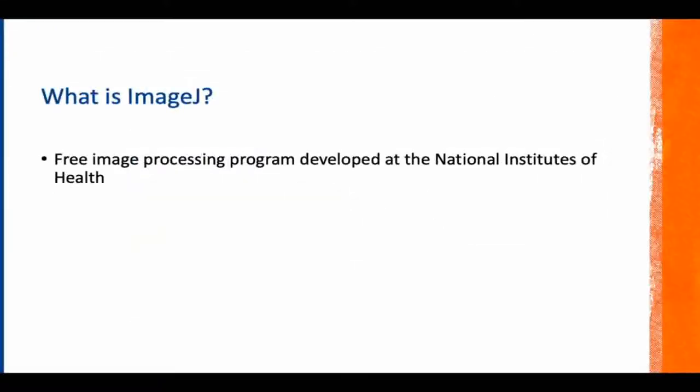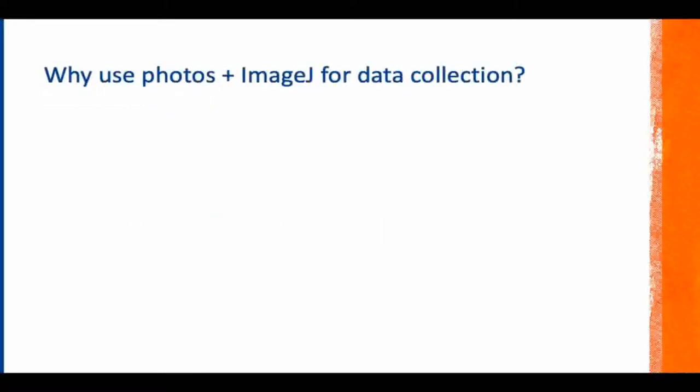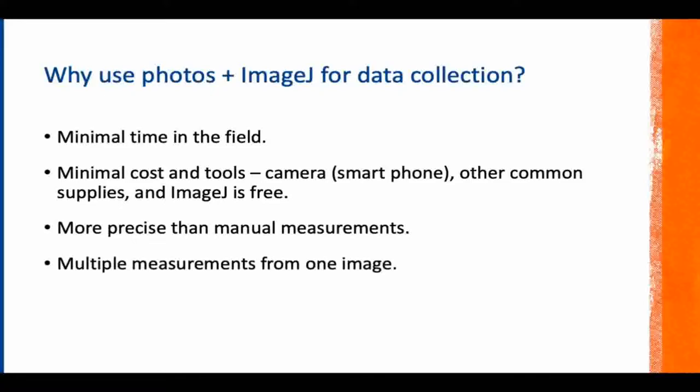ImageJ is a free image processing program developed at the National Institutes of Health. It can be downloaded relatively quickly and easily. Gathering data from images using ImageJ has some advantages. Taking field pictures can sometimes be very quick compared to gathering data in other ways. It also costs very little because all you need is a camera and ImageJ, which is free. Using ImageJ is also more precise than many manual measurements and can obtain multiple measurements from the same image. The photos themselves are also good data and they can be used in presentations like this one.